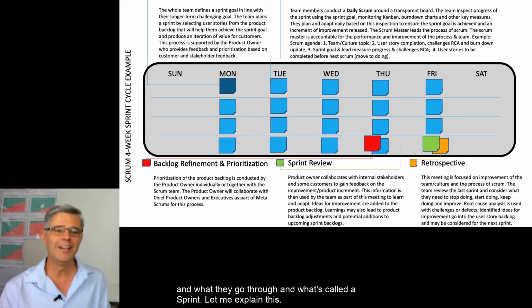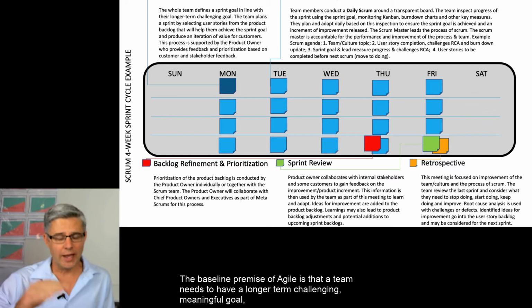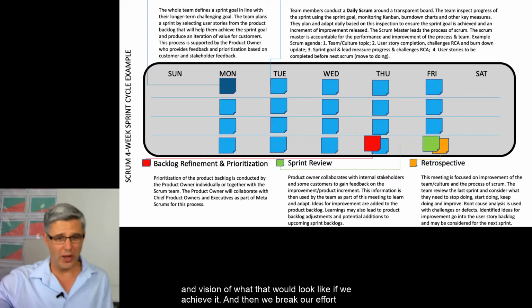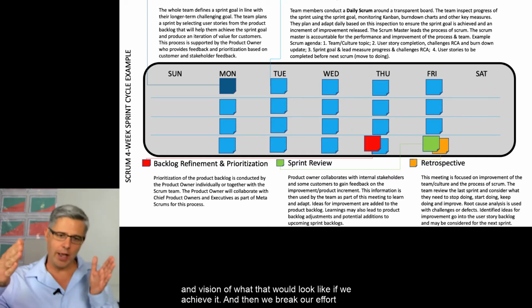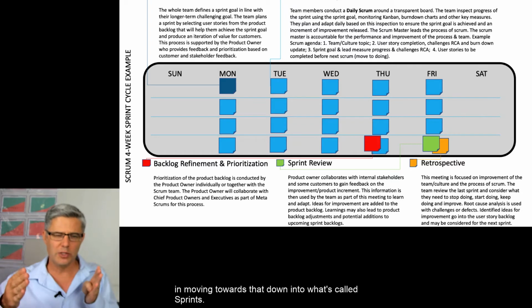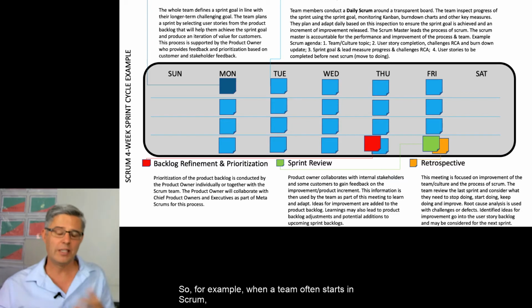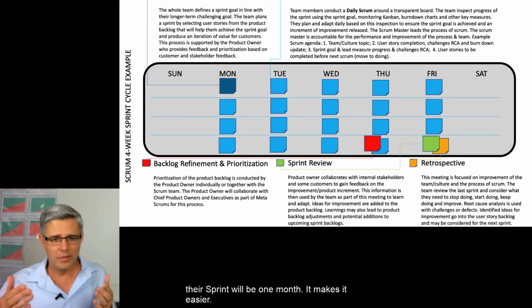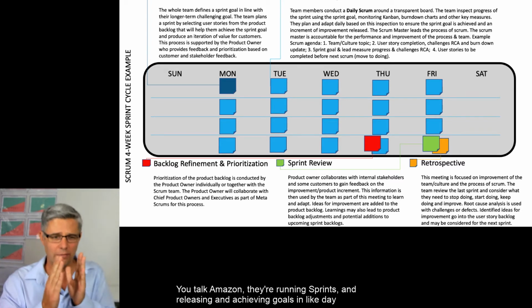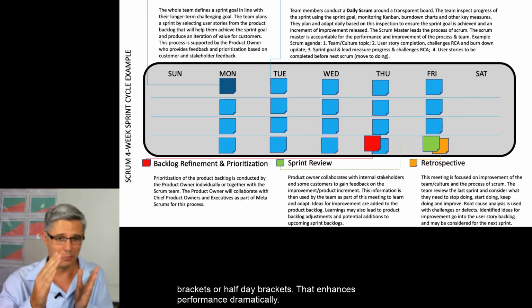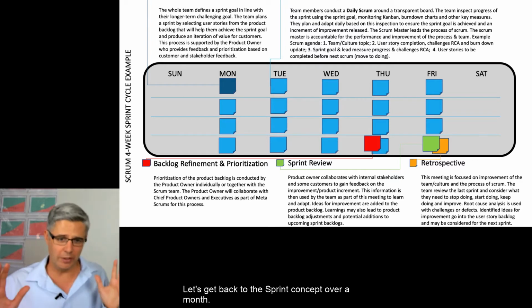Let me explain this. The baseline premise of Agile is that a team needs to have a longer term, challenging, meaningful goal and vision of what that would look like if we achieve it. And then we break our effort in moving towards that down into what's called sprints. Sprints are short iterations of effort we do to move towards that goal. So for example, when a team often starts in Scrum, their sprint will be 1 month. Makes it easier. You talk Amazon, they're running sprints and releasing and achieving goals in like day brackets or half day brackets. That enhances performance dramatically. But let's get back to the sprint concept over a month.